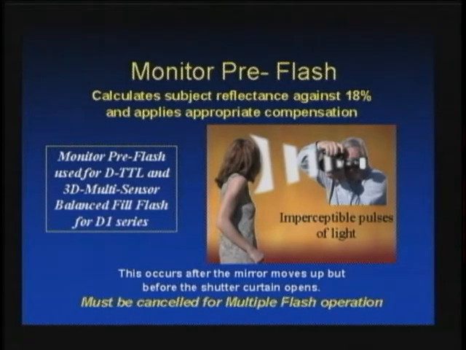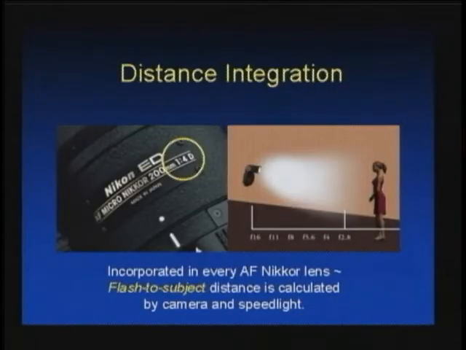And then the third piece of the puzzle in our flash exposure is what we call distance integration. Distance integration is incorporated into every Nikon AF series lens. And if you notice on your lenses, there's a little D designation, and that's the first clue that these lenses will transmit distance information to the cameras. Now, what's important about this is that for flash photography, flash to subject distance, one of the prerequisites in getting an accurate flash exposure, is now calculated and measured and coordinated through the Nikon camera and SPEEDLIGHT once they're hooked up and they're talking to each other.